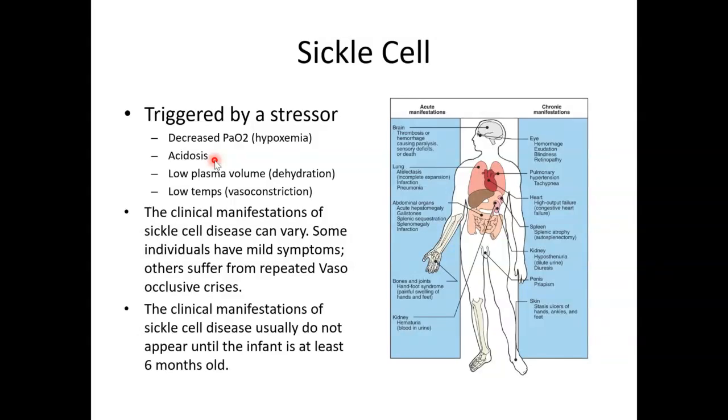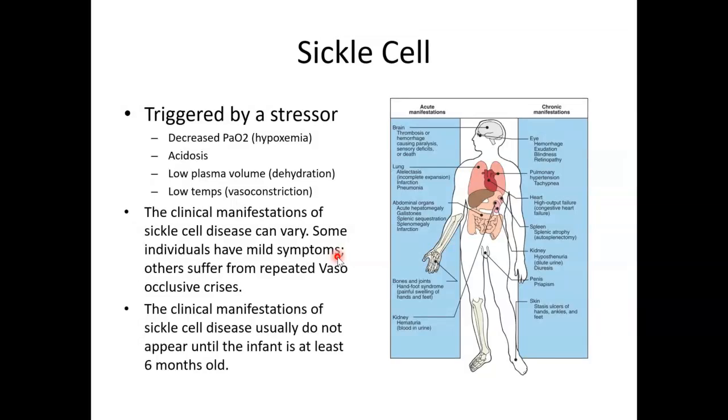Maybe they're diabetic and they're making ketones, so they're in a metabolic acidosis. A lactic acidosis can cause an acidosis. Somebody who smokes and is a COPD patient, in a chronic respiratory acidosis, so that is another trigger. Low plasma volume, most specifically dehydration. When they become dehydrated, those little sickle cells get stuck in the vessels. And cold temperatures can also be a trigger, obviously because of the vasoconstriction, and hence the sickle cells get stuck in the vessels.